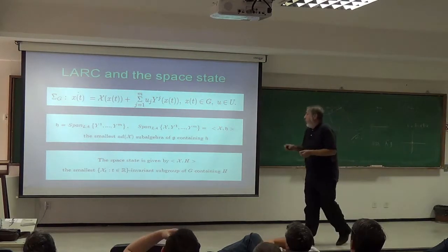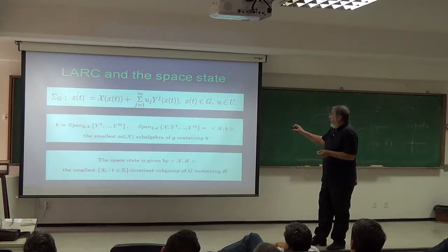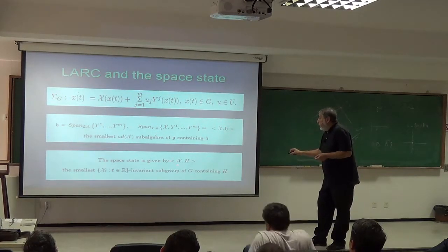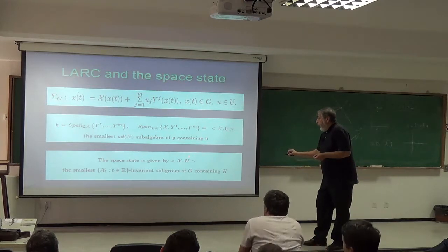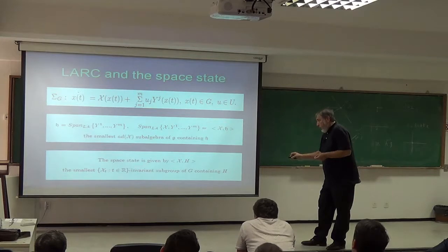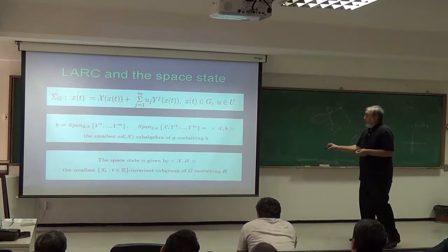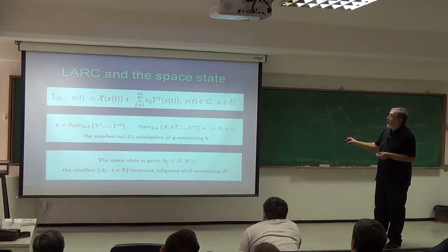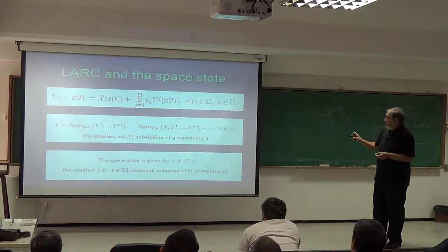So this is the Lie algebra associated with the system, and here is the Lie group with this Lie algebra. Of course, it's the same. It's the smallest invariant by the flow, subgroup of G containing the subgroup H, with H exactly the Lie group with this Lie algebra.